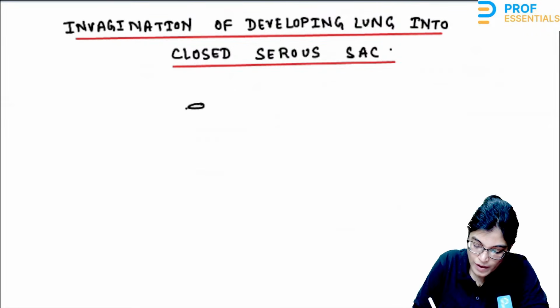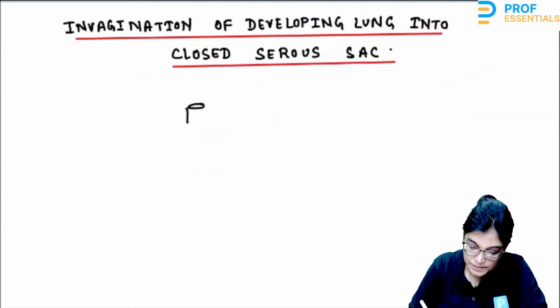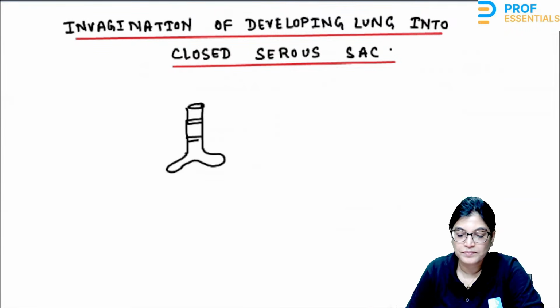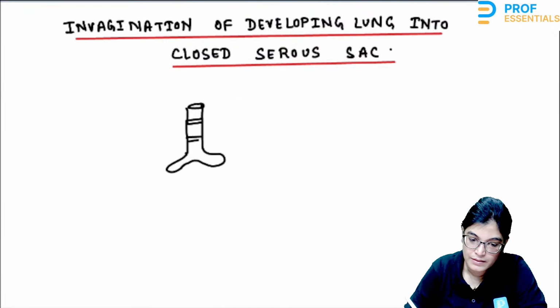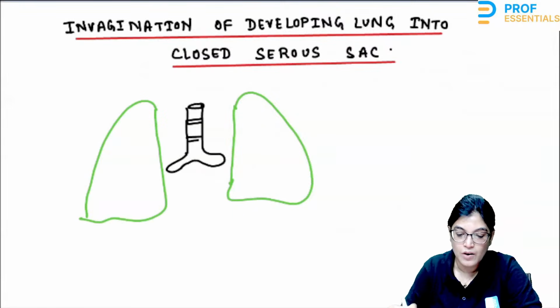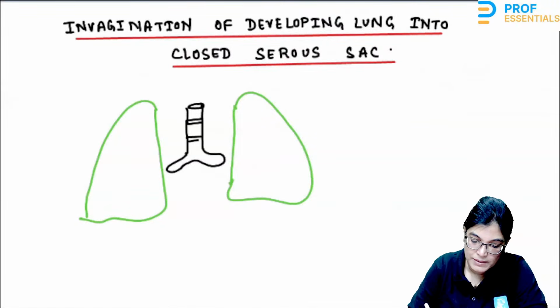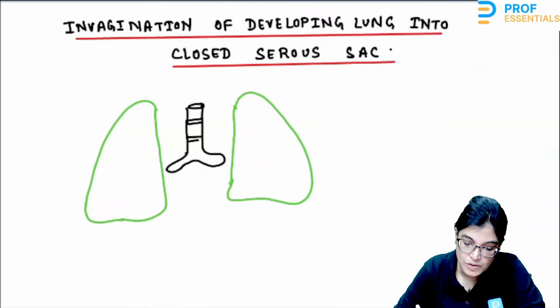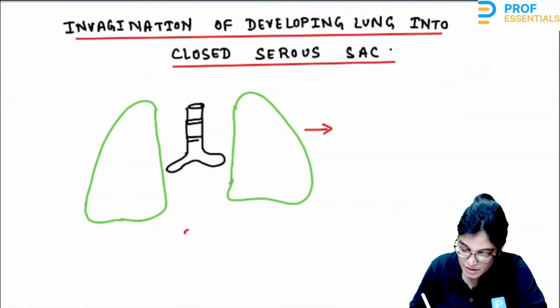So I will just draw one laryngotracheal tube like this, and we will draw on either side a lung bud. This is how the process of formation happens. Now, this is the first step. So basically this will be the first stage. This is stage 1.